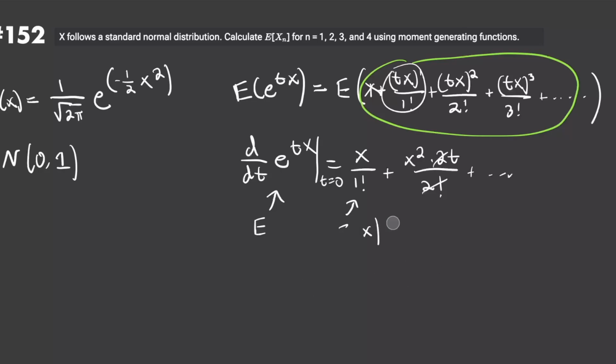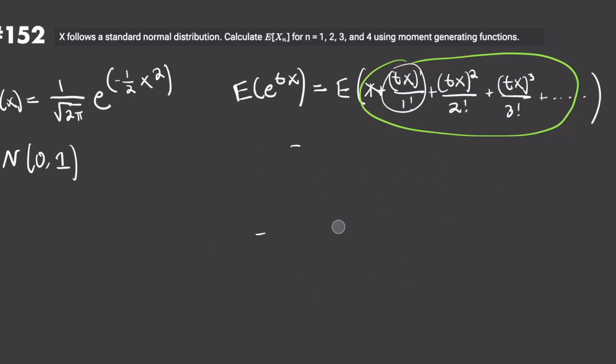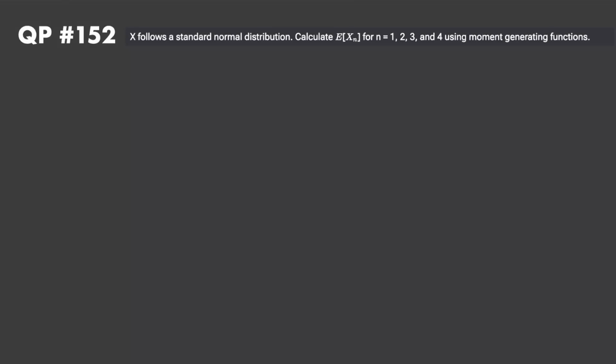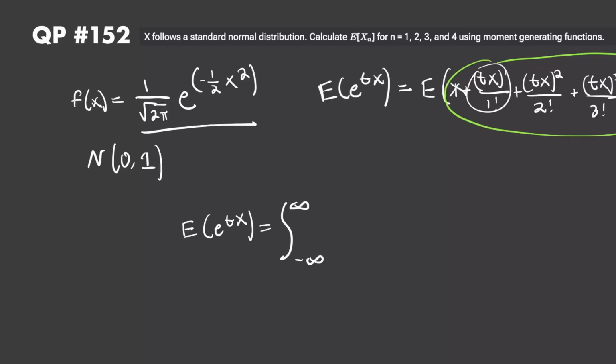So now let's do it in our case where we have the standard normal distribution, and that'll generate moments for us. In our case, what is the expected value of e to the power of tx equal to? Since we have a continuous random variable, it's the integral from negative infinity to infinity, over all the possible values that the normal distribution could take. Then we have this PDF right here, and we're going to multiply that by e to the power of tx. So here it is.